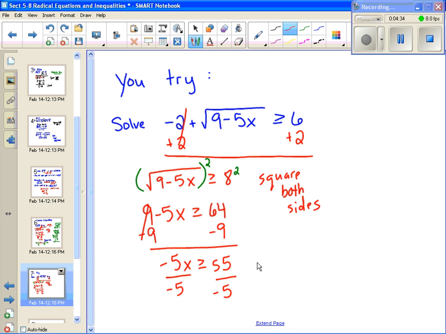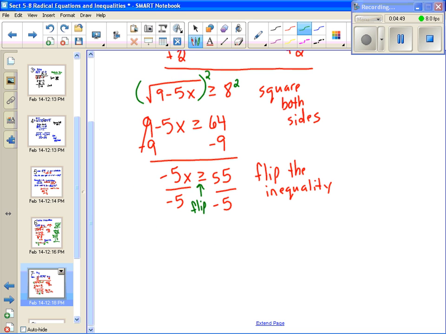But you do need to remember to flip the inequality when you divide by a negative. So this is going to flip. So we get x is less than or equal to negative 11. And that's my solution.